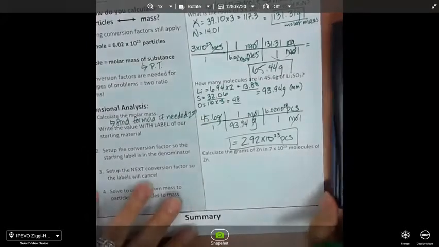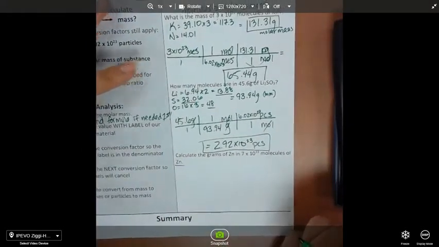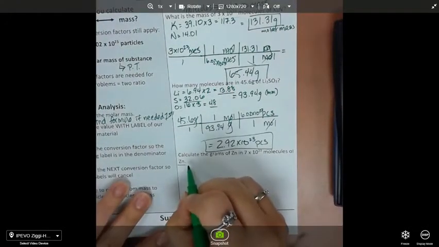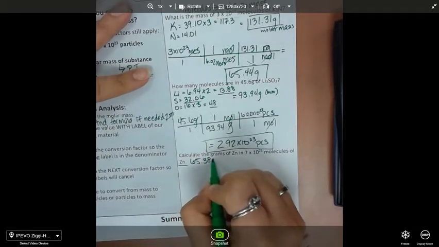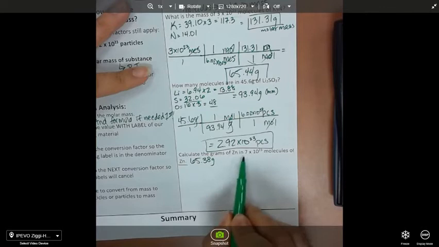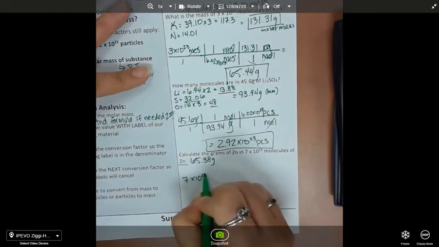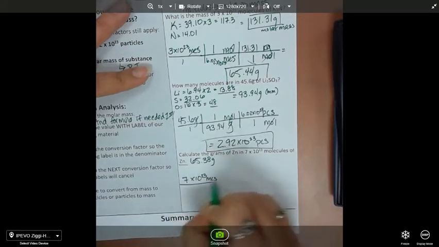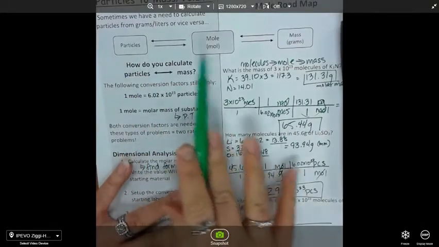All right, so last one. This one's a little easier because it's not a compound, it's just zinc. So molar mass for zinc is 65.38 grams. All right, and we want to know the mass of zinc in 7 times 10 to the 23rd molecules. Place that over 1. Okay, so we are going to be going from molecules to moles to mass.